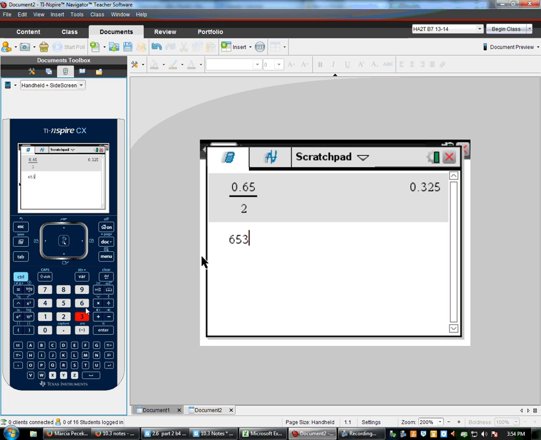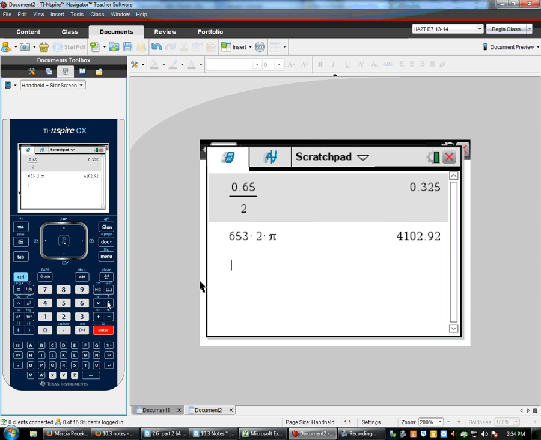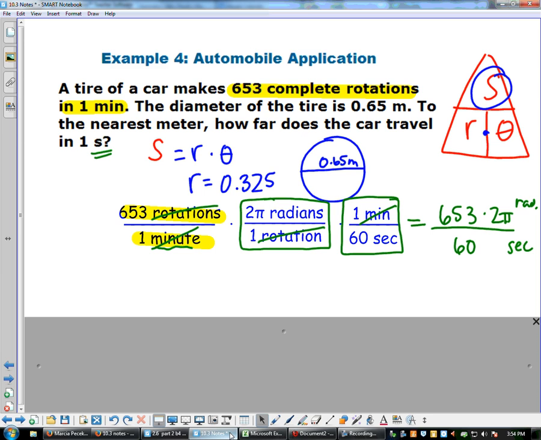653 times 2 pi. And then we're going to take that answer and divide it by 60. Okay, so my angle is about 68.4. So about 68.4 radians. So we just found theta in this case. So that's the rotation of the tire. That's the angle of the rotation of the tire every second.